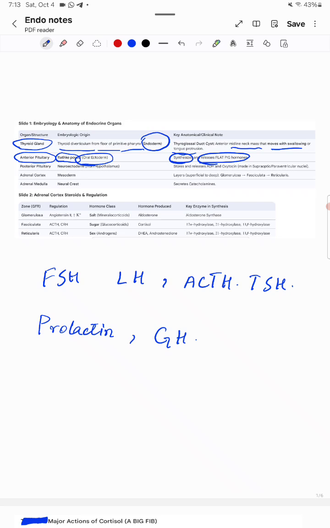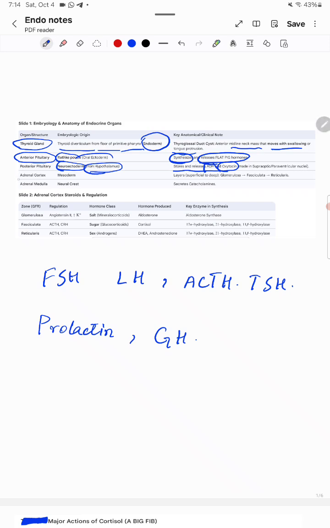Then posterior pituitary gland. So its embryologic origin is developed from neuroectoderm, okay, from hypothalamus, and it stores and releases antidiuretic hormone and oxytocin. So oxytocin and antidiuretic hormone are mainly synthesized in the hypothalamus, not in the pituitary gland. Posterior pituitary gland just stores it, and whenever there is a signal, it releases these hormones.